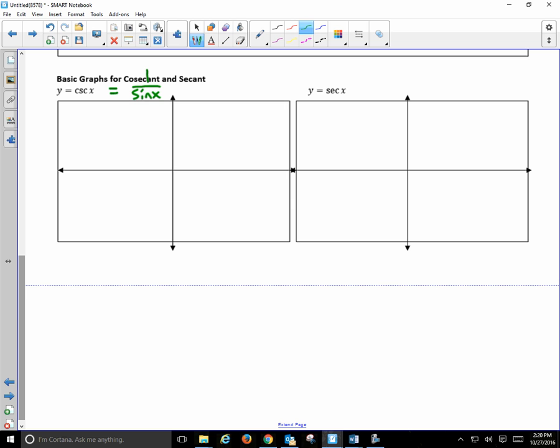So, in order to get an idea of what this looks like, I'm going to make a graph of y equals sine of x first. So we're going to go back to the very basics. Okay? What's the biggest value that sine can be? What's the amplitude? 1. What's the smallest value that sine can be? -1. What's the period of sine? 2 pi.